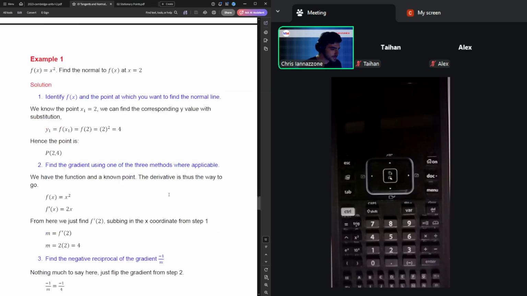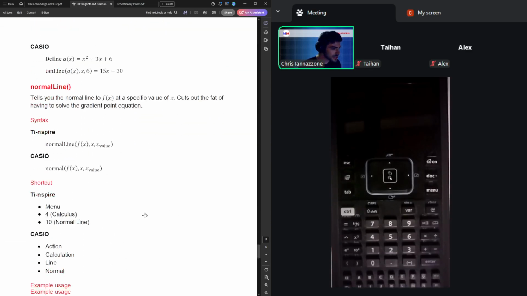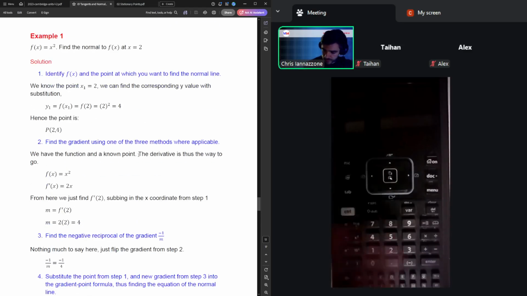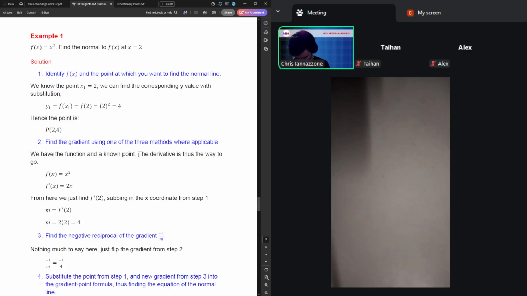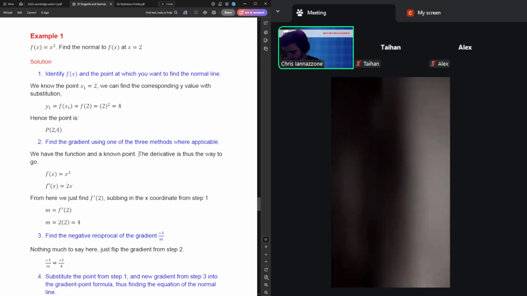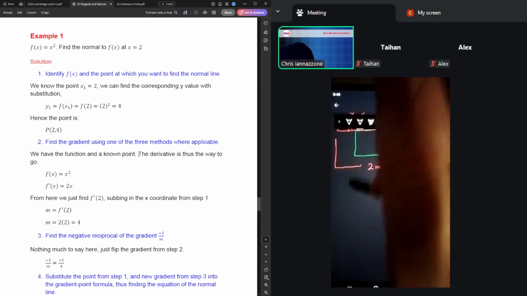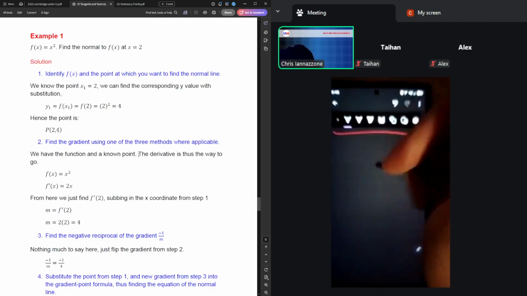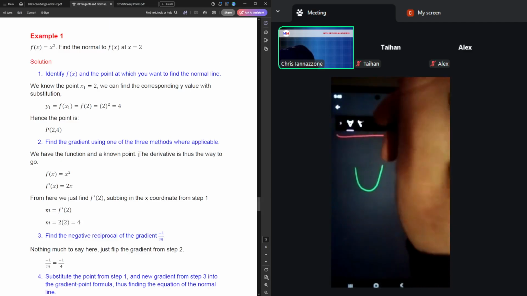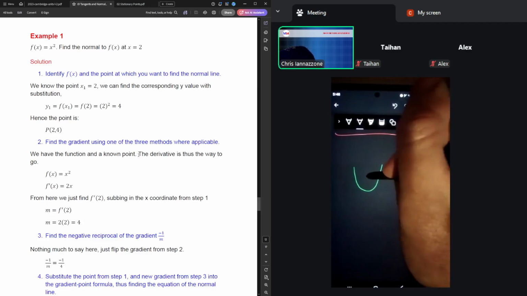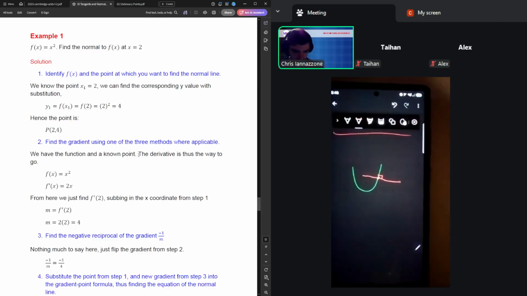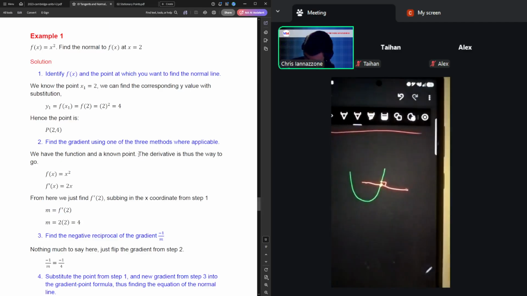Do I have a picture of this? Really, I don't. Okay, let me draw one. If we pop over to the handwritten bit, I draw some curve. This is my point. The normal line would intersect at a right angle at that particular point. That's all it is, that's what it is conceptually, anyway.